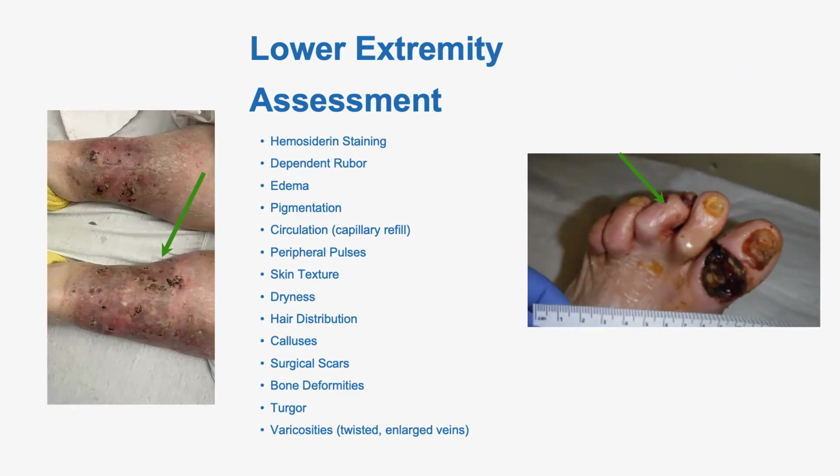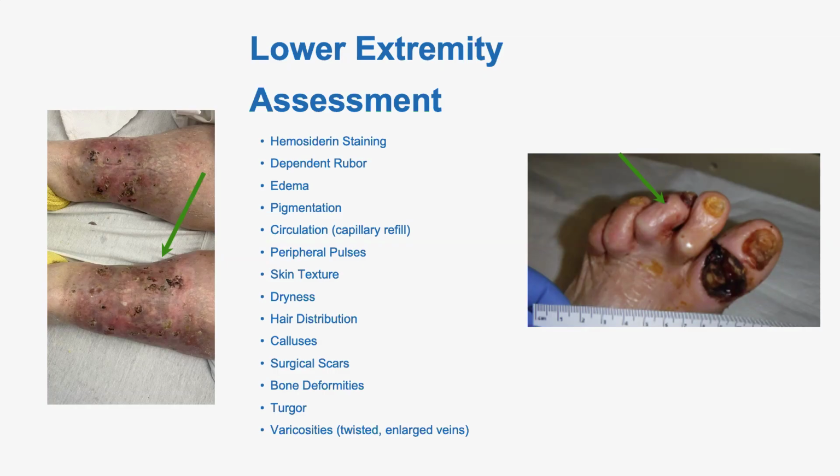In assessing the lower extremities during the physical exam part of the assessment, we're going to visually inspect the limb. We're going to look for hemosiderin staining. We're going to look for rubor on dependency, edema, pigmentation, scarring. We're going to assess the circulation, which I'll go into detail on the next slide. That includes checking peripheral pulses. We're going to check for skin texture. We're going to assess dryness, hair distribution, check for calluses or corns, any surgical scars, bone deformities, skin turgor or varicosities. In particular, I mentioned this a lot during rounds, I'll mention trophic changes.